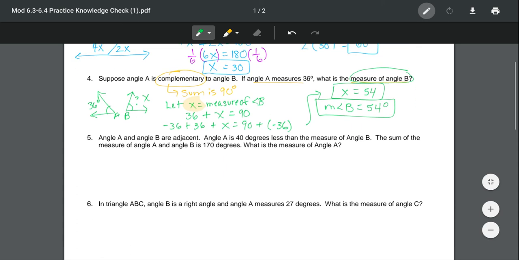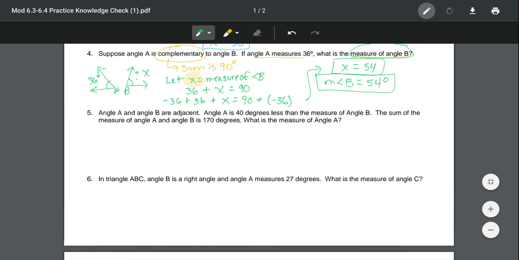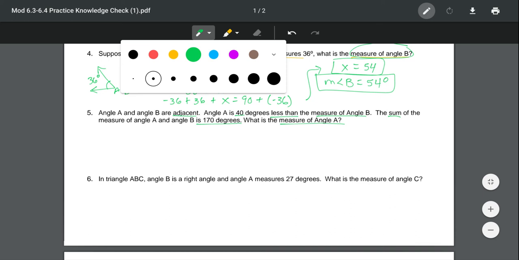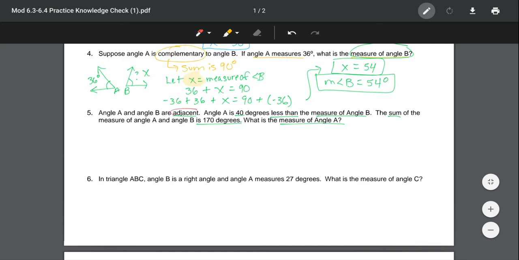Okay. So for number 5, angle A and angle B are adjacent. Angle A is 40 degrees less than the measure of angle B. The sum of the measures of angle A and B is 170 degrees. What is the measure of angle A? Okay, so adjacent means they share a side. So I'm going to sketch an angle and then draw a ray coming out of it because they share a side.